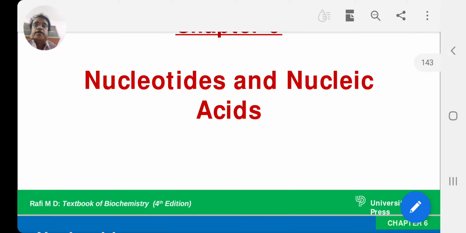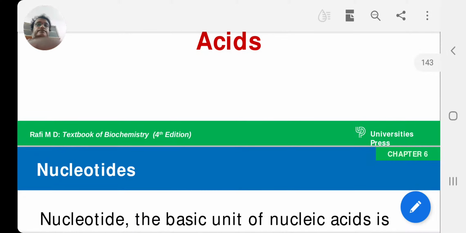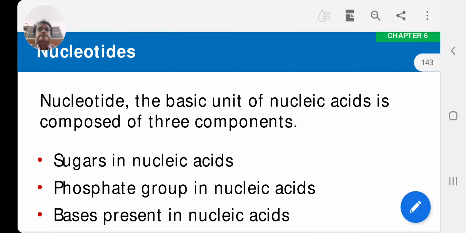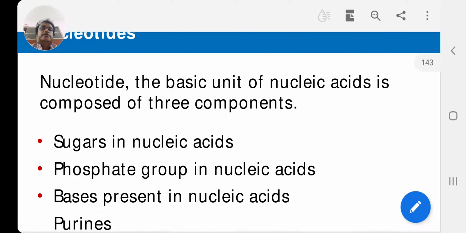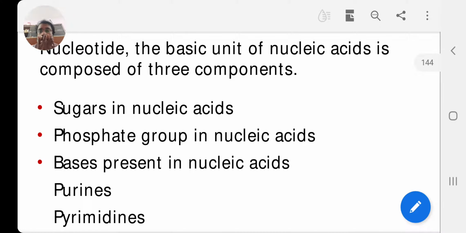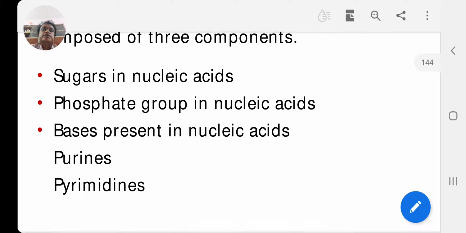Now about nucleotides. Nucleotide, the basic unit of nucleic acid, is composed of 3 components: sugar, phosphate group, and bases present in nucleic acid. Bases present in nucleic acid are purines and pyrimidines.